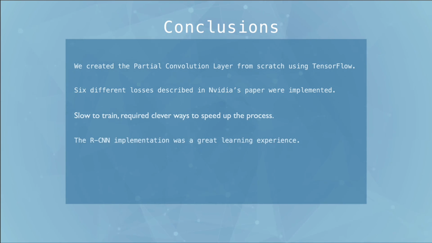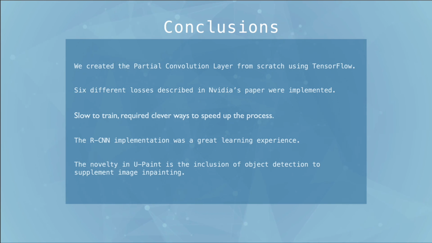With the object detection component, we realized how the capabilities of a CNN can be extended. A typical CNN can only tell you the class of the objects, but not where they are located, but a region-based CNN is capable of detecting the exact location of the objects as well. Lastly, the novelty in our system lies in the inclusion of object detection to supplement the image inpainting component. Our system runs properly from end to end and we are proud of it.